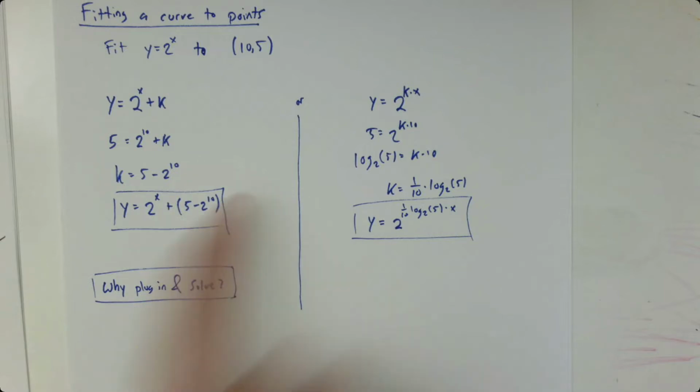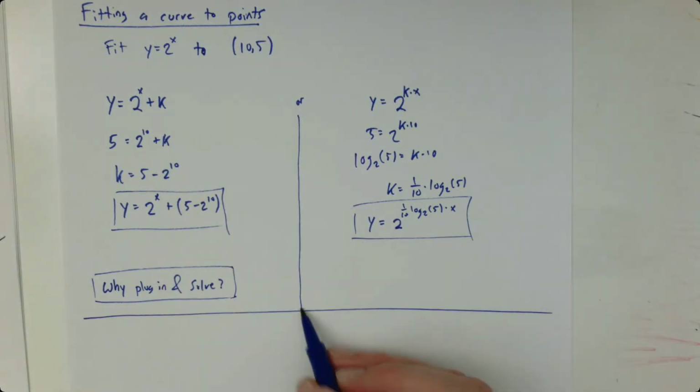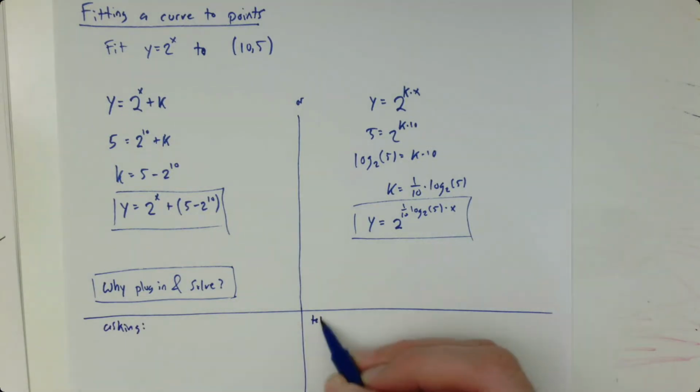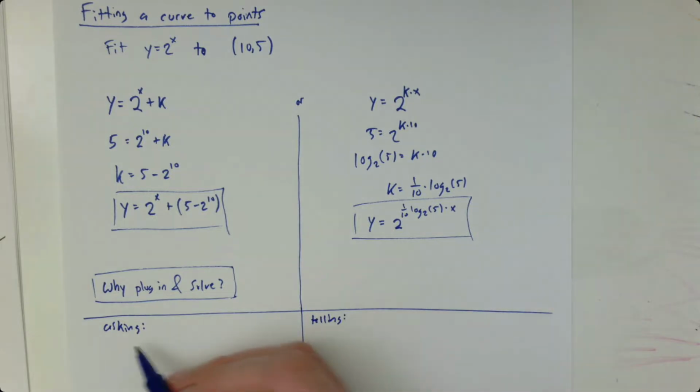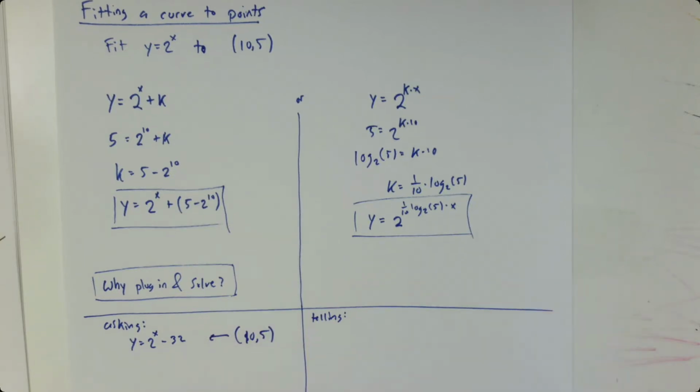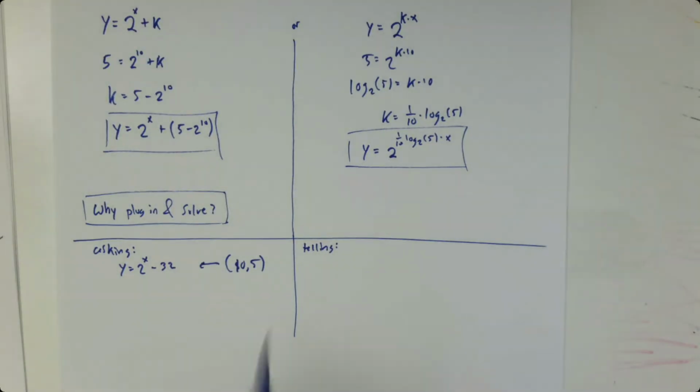And then what are we doing when we plug in some coordinates? So you've seen plugging in coordinates in two different circumstances that I'm going to call asking and telling. So let's pretend we have a particular equation, such as y equals 2 to the x minus 32, for example. So if I'm going to plug in the coordinates (10, 5) here, that's like I'm asking a question. Do these coordinates make that equation true? And remember, any pair of coordinates that does make the equation true is going to be a point on the curve defined by that equation.